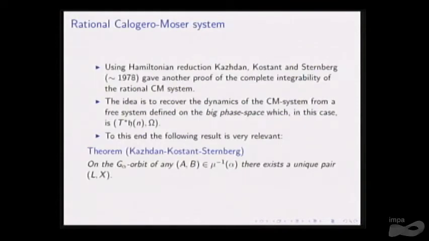Okay, then, so this was what happened in the first stage of this story. Then the breakthrough, in some sense, was the proof of Kazhdan, Kostant and Sternberg that the integrability of the system could be given via Hamiltonian reduction. So here probably I should make a comment.